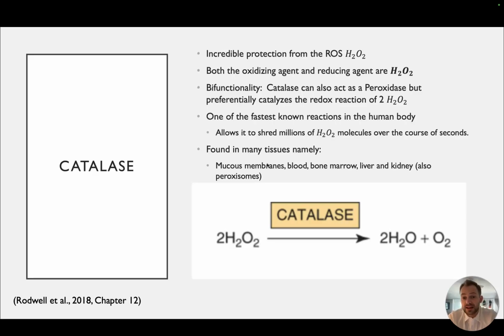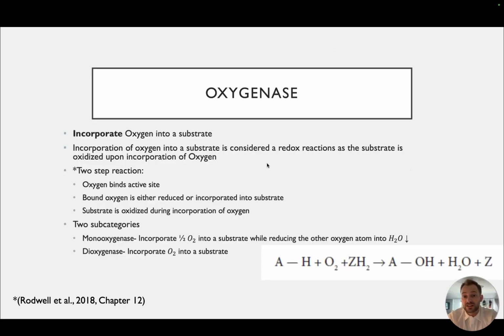They're found in many different tissues, and their reaction is one of the fastest known in the human body, allowing it to shred millions of molecules of hydrogen peroxide in seconds.